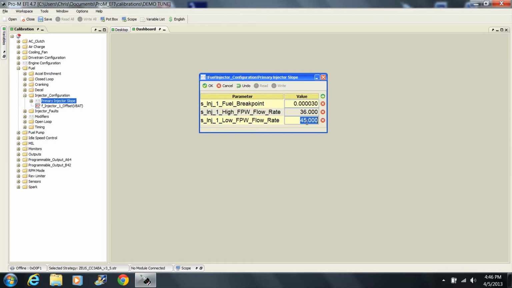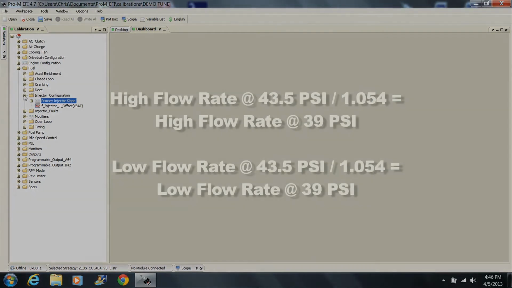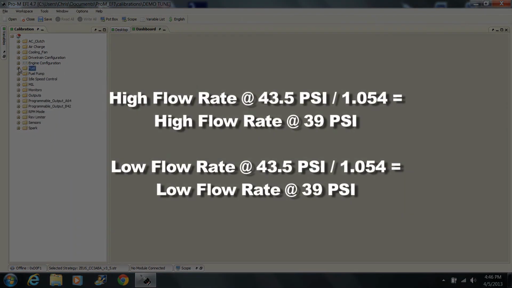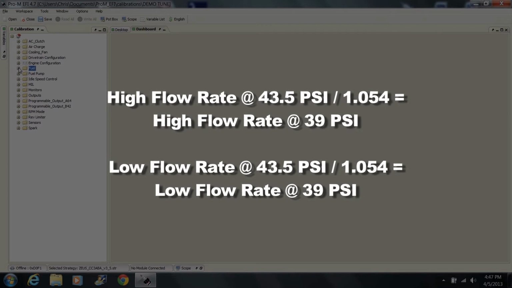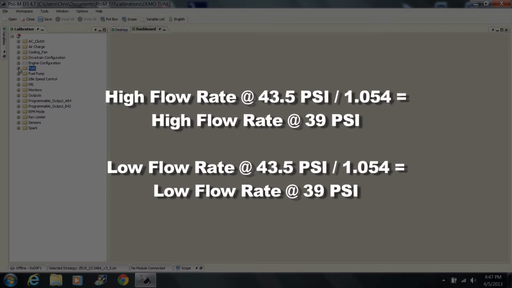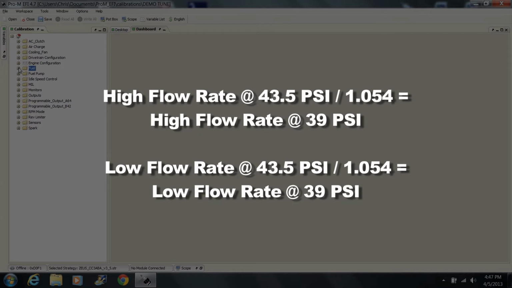Injector high and low slope rates are typically available from the manufacturer and should be calculated at a fuel pressure of 39 to 40 psi, not 43.5 psi as they are often rated. If the flow data is only available at 43.5 psi, then divide the high and low flow ratings by 1.054. This will give you the flow ratings you need.